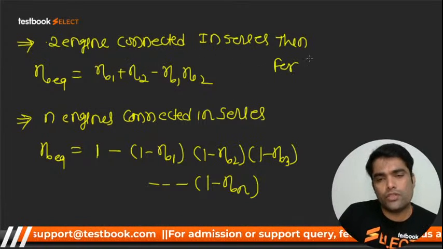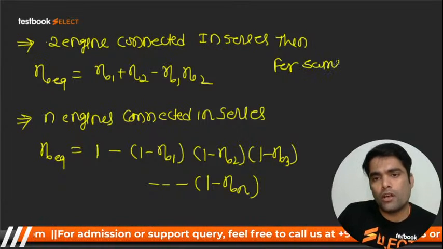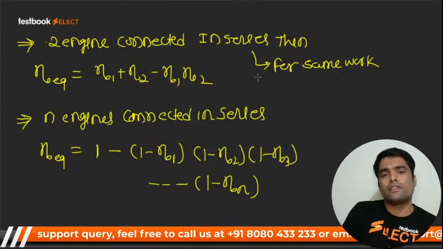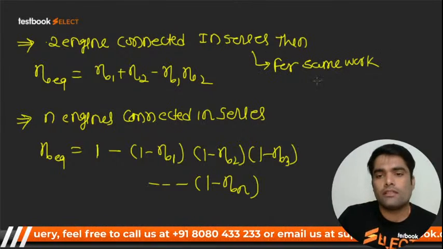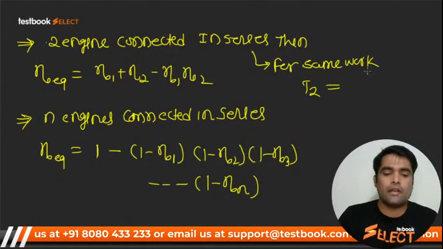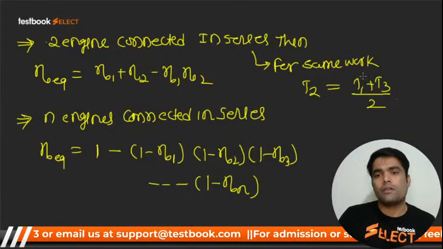Here I am talking about two engines. For same work, if you want the same work from both the engines, here you have connected two engines, na? So for this I am telling, if you want the same work, then my dear, the intermediate temperature will be what? It is none other than T1 plus T3 divided by 2.